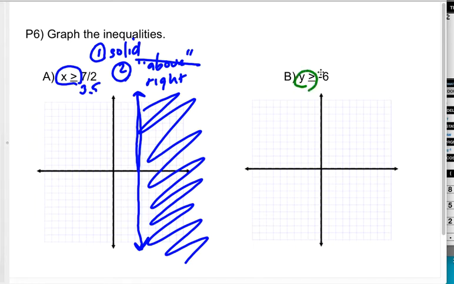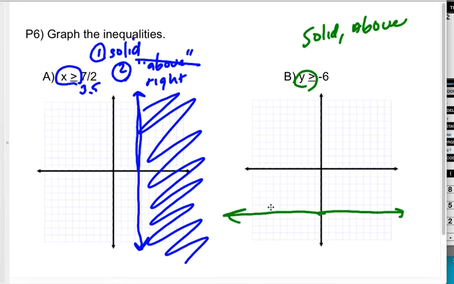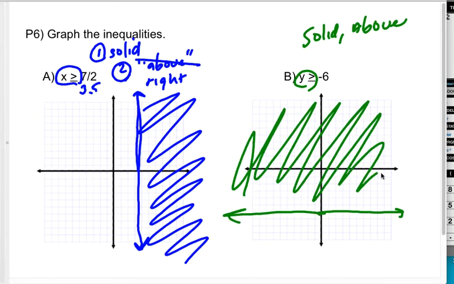For this guy, it's also going to be solid and above. I'm going to go to -6. That's 4, 5, 6. Right? I'm going to make the best solid line I can, which is probably not awesome. And then shade above. Cool.